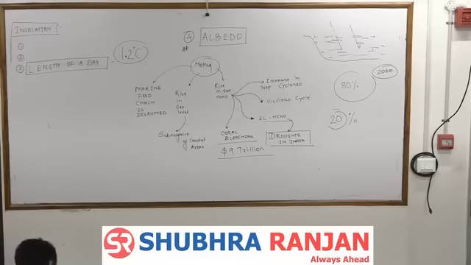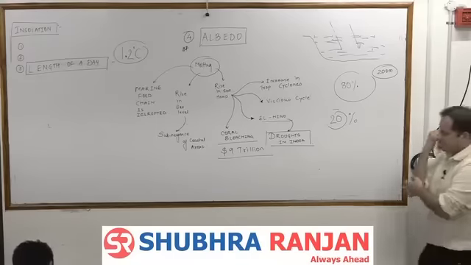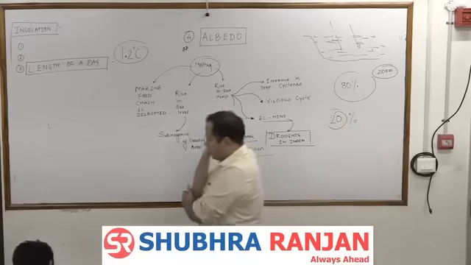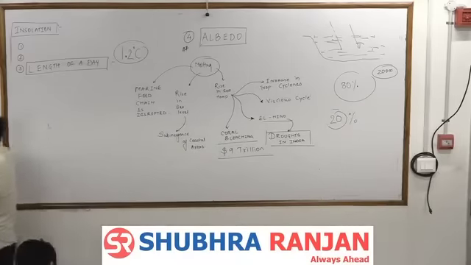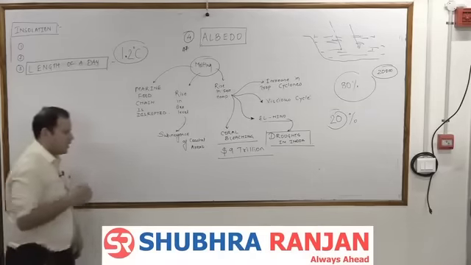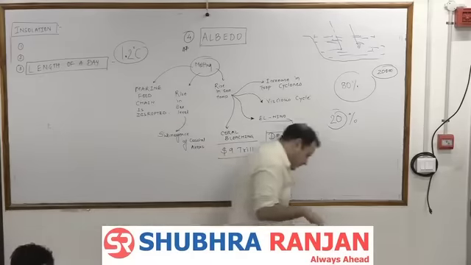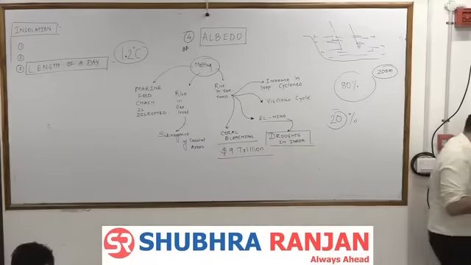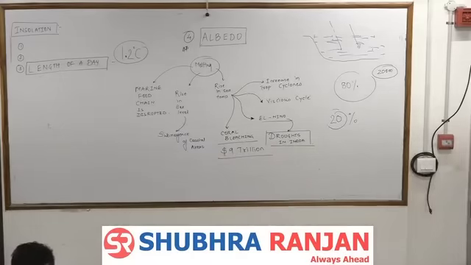Full stop. In simple words, albedo is the amount of sunlight that is reflected back into the space.